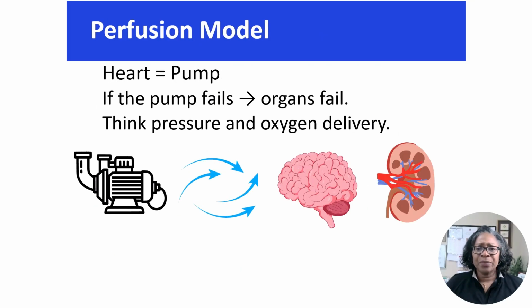So think of the heart as a pump, because it is a pump, right? Because if the pump fails, the blood doesn't reach the organs. Okay, so if it doesn't reach the brain, you're confused. If it doesn't reach the kidneys, you get a low urine output. And if the skin becomes cool, you know that your patient is not perfusing.